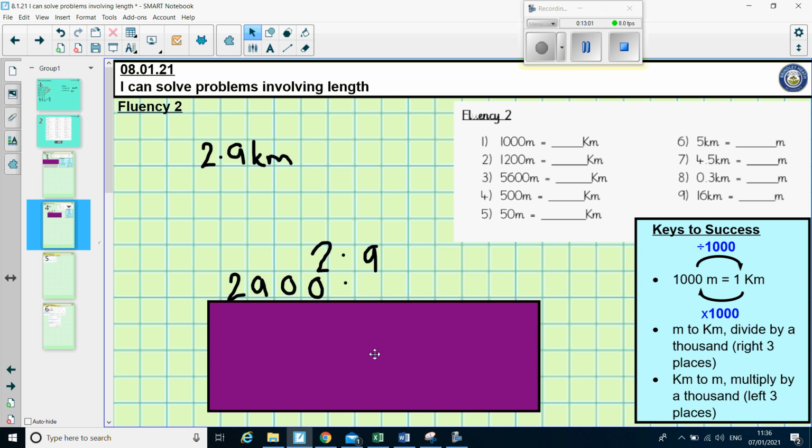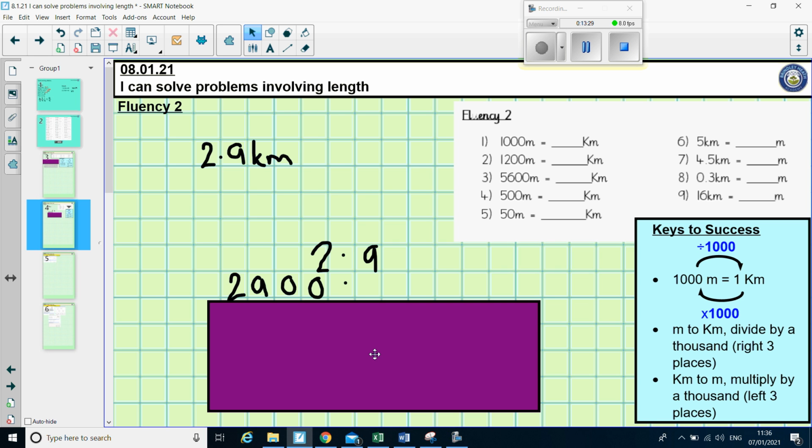Okay, I will go through the answers then. So for question 1, 1,000 meters is 1 kilometer. Question 2, 1,200 meters is 1.2 kilometers. Question 3, 5,600 meters is 5.6 kilometers. Question 4, 500 meters is 0.5 kilometers. Question 5, 50 meters is 0.05 kilometers.